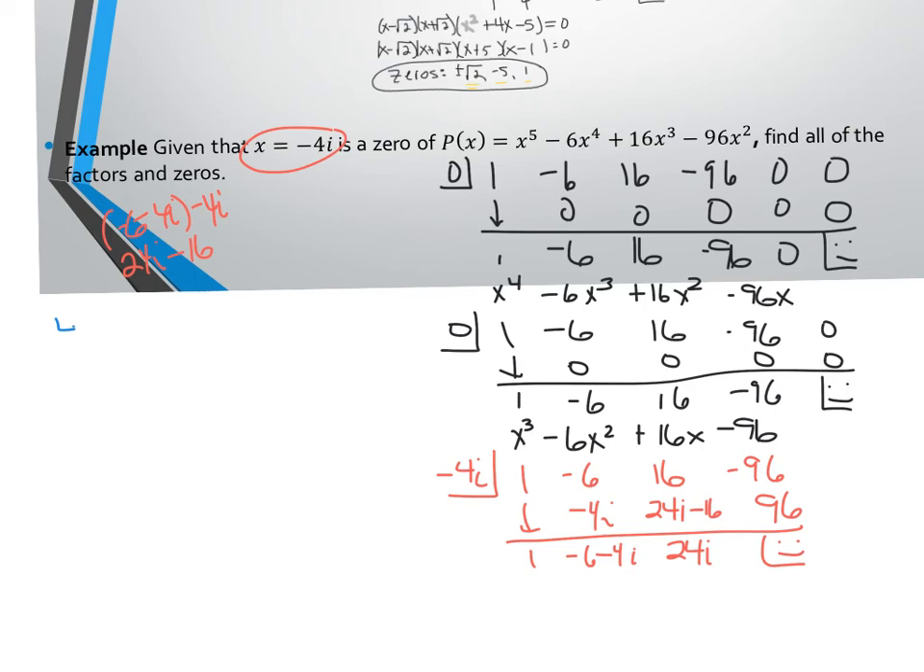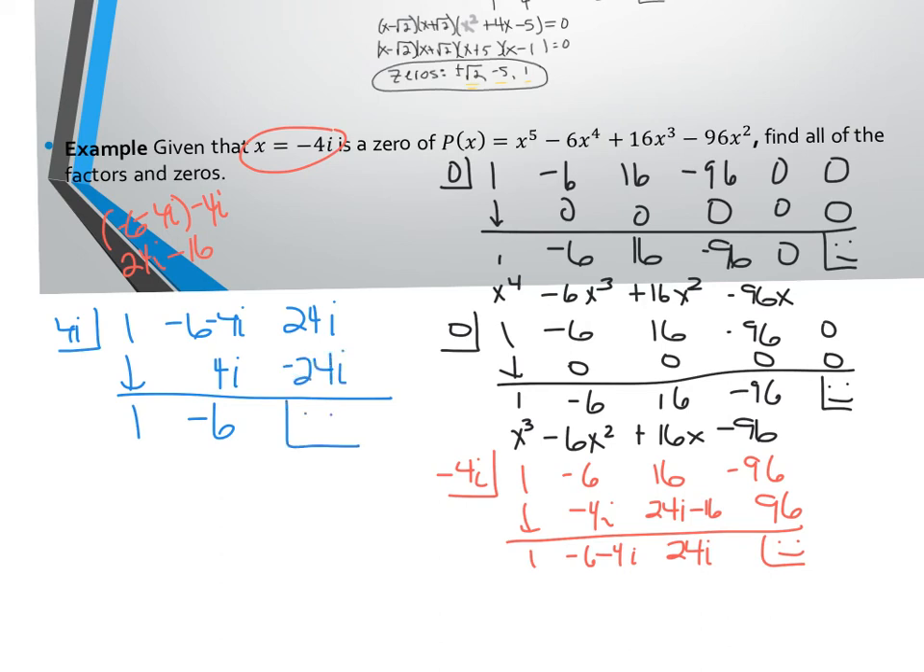So we're going to do 4i, and then we're going to drop down our coefficients. So we'll have 1 times 4i is 4i. 4i's cancel out, we'll have negative 6. Negative 6 times 4i is negative 24i, and then the i's cancel out again. Awesome. Okay, so let's write our factored form.